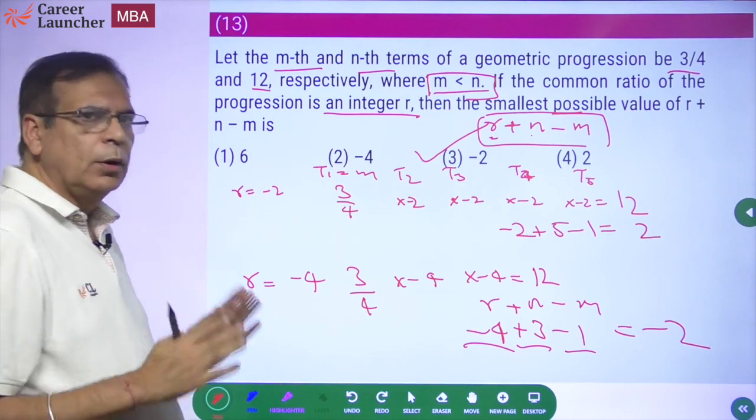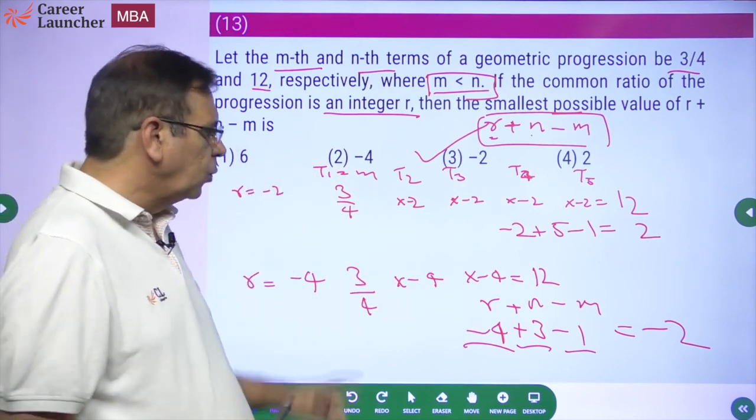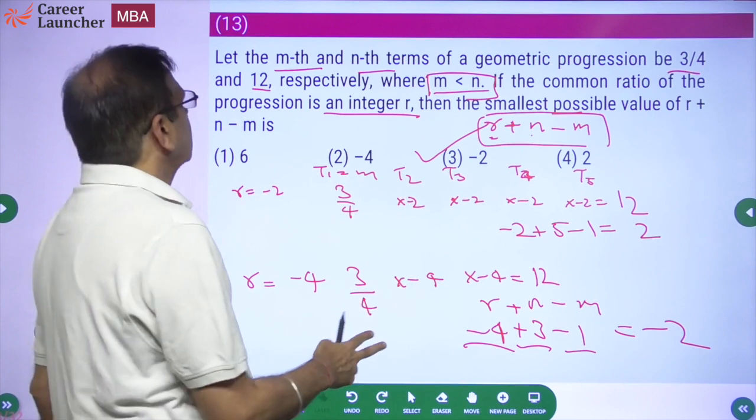Simple process to be followed. Basics of geometric progression. Start working on this one. I'm not calling this a jugaad as such.